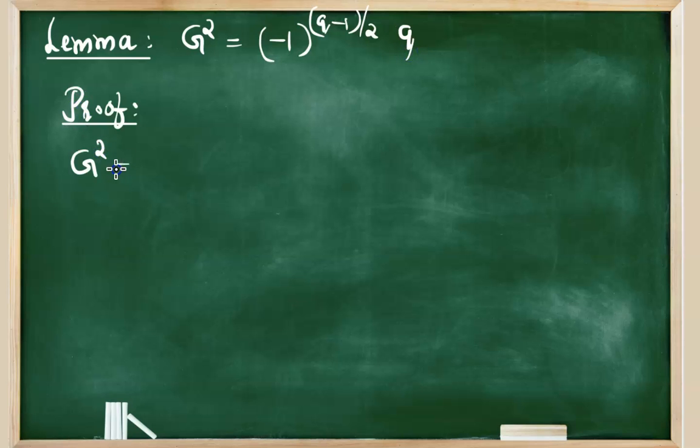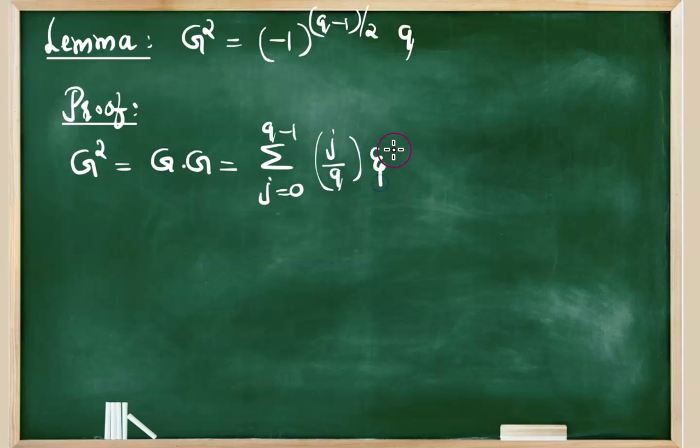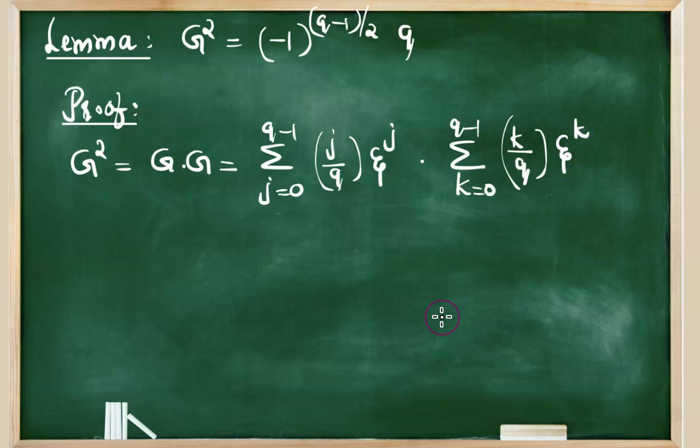Proof. We know that G square can be expressed as G into G, and it can be written as summation J varying from 0 to Q minus 1 of (J by Q) into theta raised to J, into summation K varying from 0 to Q minus 1 of (K by Q) into theta raised to K.